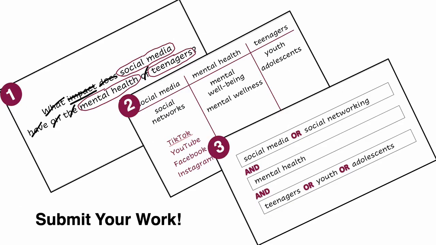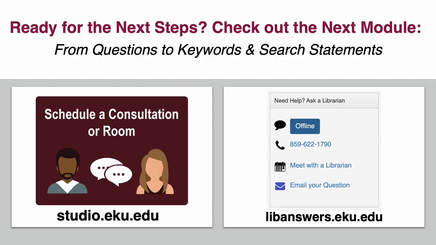Now that you've identified your research topic's keywords, brainstormed alternative keywords, and created your first search statement, submit your work for all 3 steps. Then, when you are ready, head over to our next module to learn how to use your search statements to find sources using library databases. Need more help? Consider talking to your instructor, making an appointment with a Knoll Studio consultant, or chatting with a librarian to work on your keywords and search statements. Good luck!